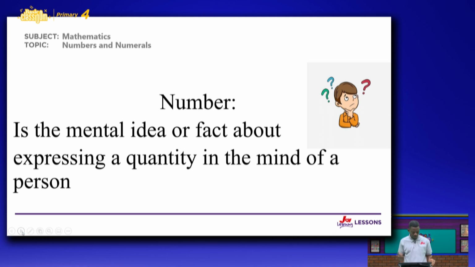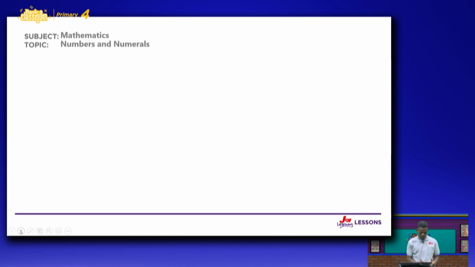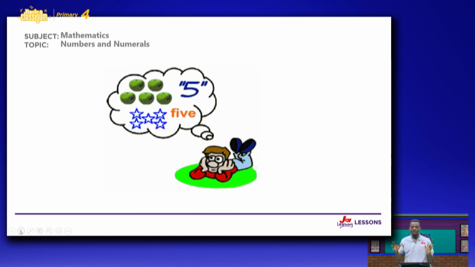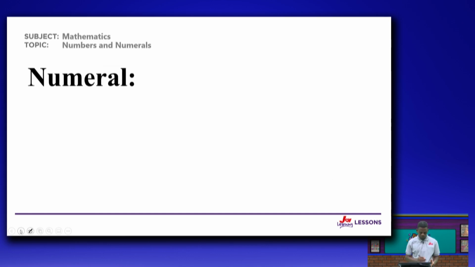We can have this particular image as somebody thinking about a number, which is 5. He is thinking about that number, which is 5. That 5 could be some oranges in a basket, some apples in a basket, or 5 stars. The idea that we have at the back of our mind is the number. Good. Now, let us move on.